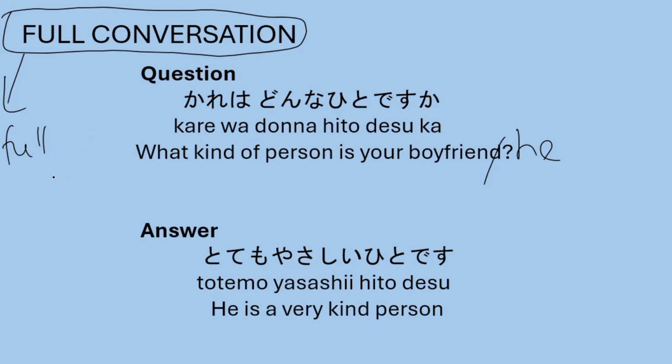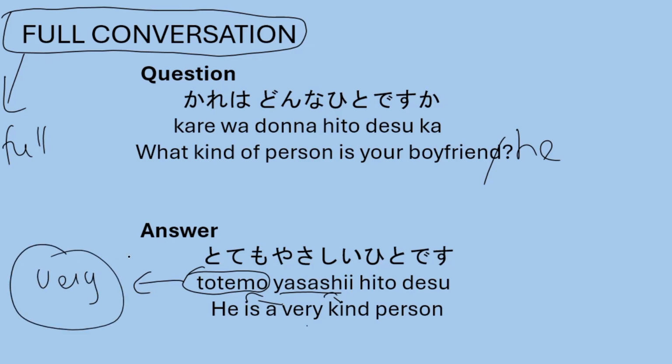Okay. And the one thing I missed is totemo here. Totemo means very. Yasashii means kind, right? We already know that yasashii means kind. But what does totemo mean? A very kind person. Totemo means very. So I think you might get confused if I didn't explain this here. So that's why I explained it to you.